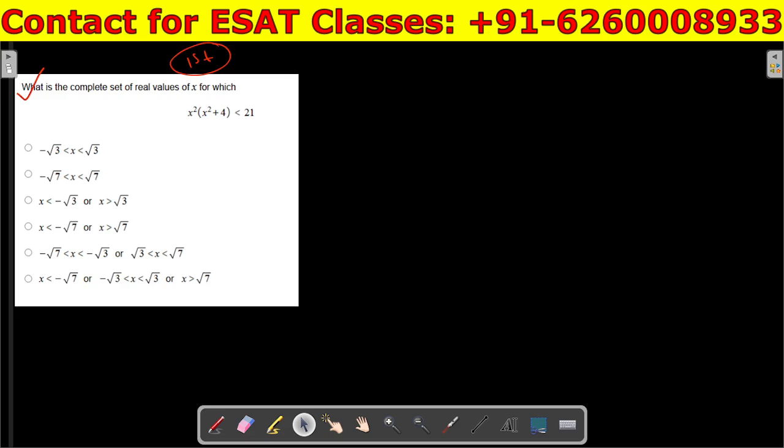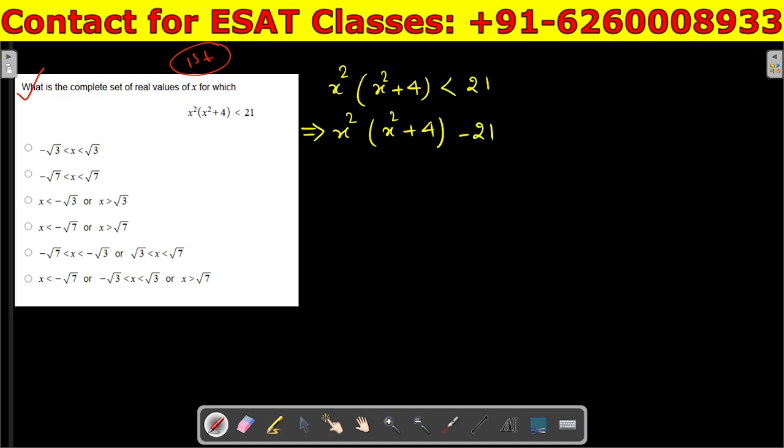The inequality says we have x square into x square plus 4 should be less than 21. This is a quadratic inequality. So let us see how we can solve this. So first we can shift this 21 to the left hand side and make it 0. So now multiplying it, it will be x raised to power 4 plus 4x square minus 21 should be less than 0.